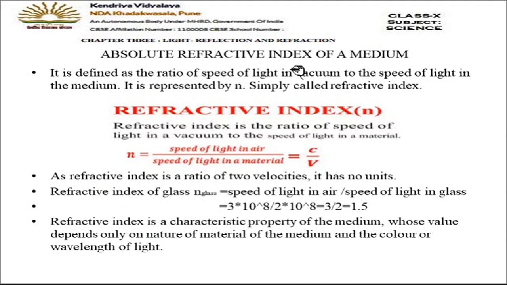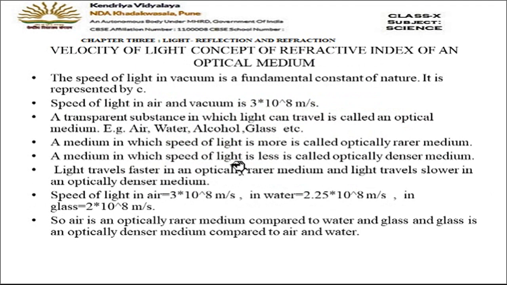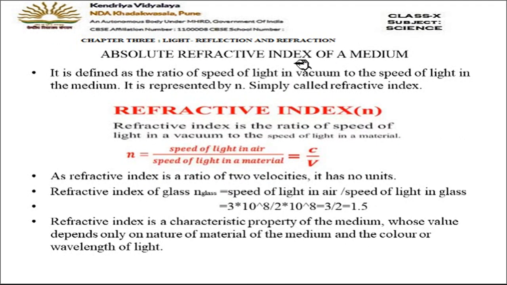Absolute refractive index now. So in the last slide, we just found out the speed of light, rarer and denser medium. Now actually we are starting with refractive index, which is of two types. One is absolute refractive index and the other one is relative refractive index, which we'll do later on. So let us see first what is absolute refractive index. It is defined as the ratio of speed of light in vacuum and the speed of light in the medium, which could be any, it could be air, it could be water, it could be glass, like this.